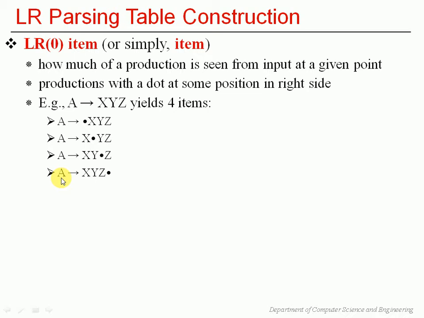Here this last item, that is A gives XYZ dot, means you have already seen those sequences of terminals which could be derived from XYZ. That means the whole of XYZ is seen, so you can now reduce it to A. Those sequences of terminals which could be derived from A are already seen from the input. That is what this item means. So when you have the dot on the right end, that means you can reduce this sequence to the non-terminal on the left hand side of this production, A.